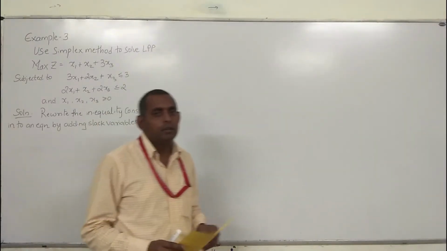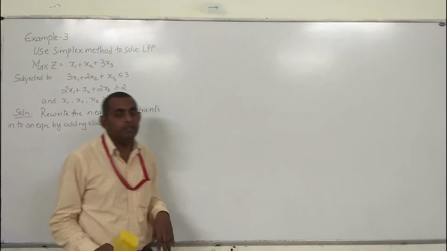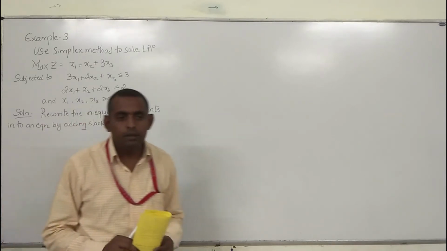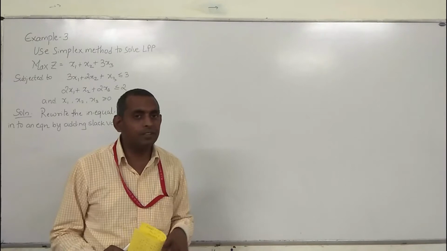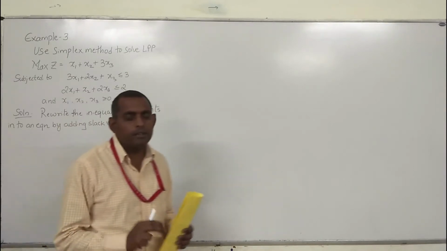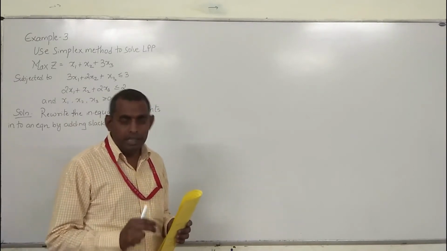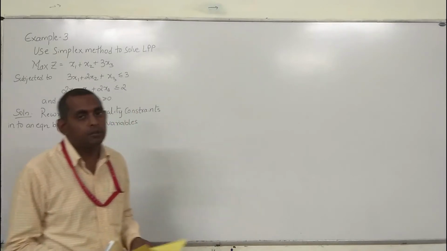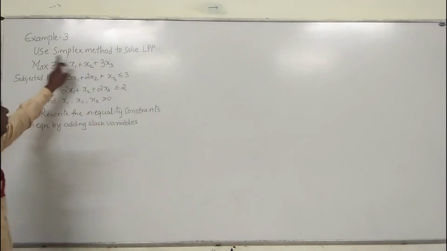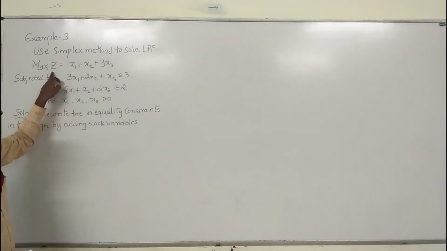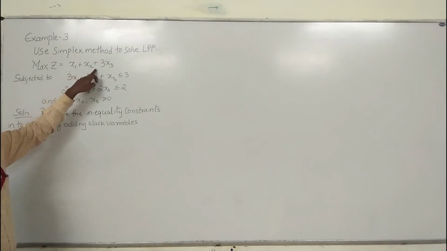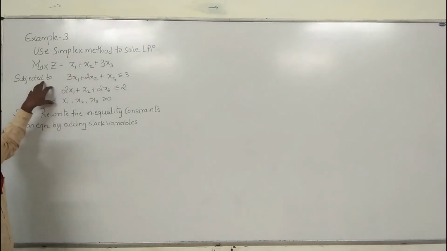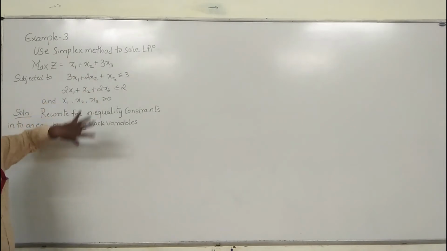Fine students, so this is the third problem that we are solving on simplex method. The first two problems we have solved successfully. So this is the third problem that we are solving, an LPP using the simplex method. So this is what the problem is. Use simplex method to solve: Max z is equal to x1 plus x2 plus 3x3 subject to these constraints.